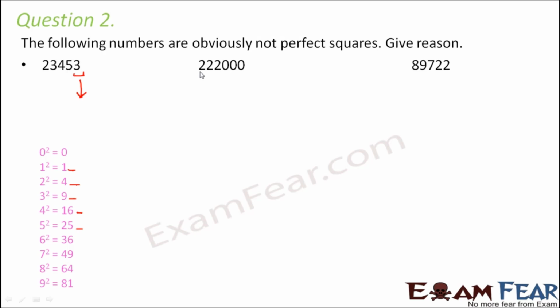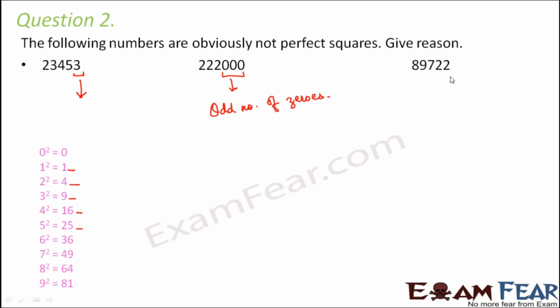Next one, here you have a number which ends in zeros. So it ends in 0, so obviously it can be a perfect square. But how many zeros does it have? It has 3 zeros. That is, it has an odd number of zeros. And a number ending with an odd number of zeros is not a perfect square.